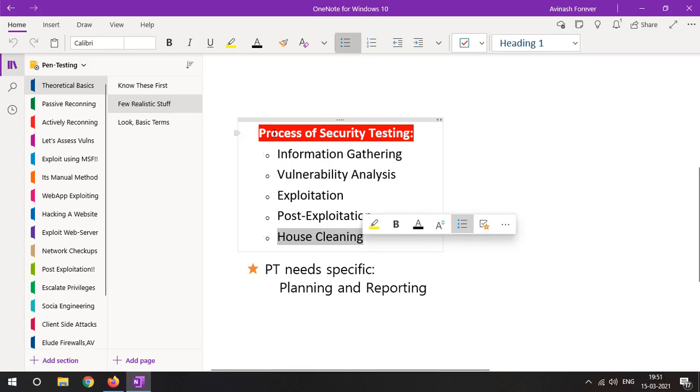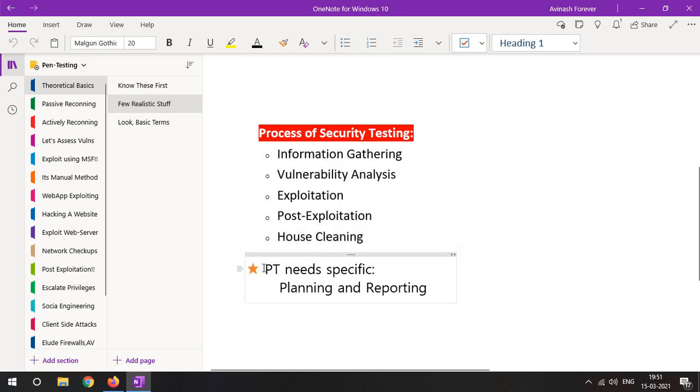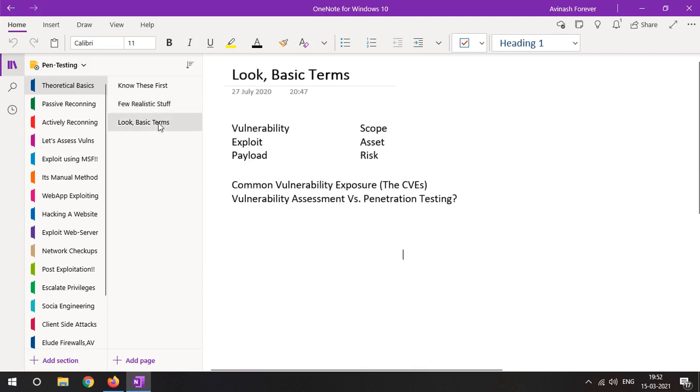Now this was the process of security testing in general, but if you talk about penetration testing, it needs a specific type of planning because it's a specific type in which security testing might be conducted, and reporting will also be different according to the planning. So these were some of the things in this section, and let's move on to the next one.